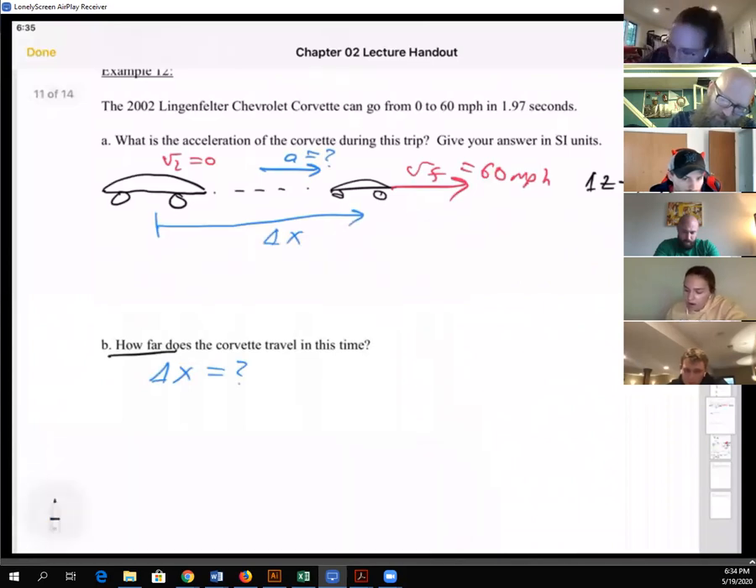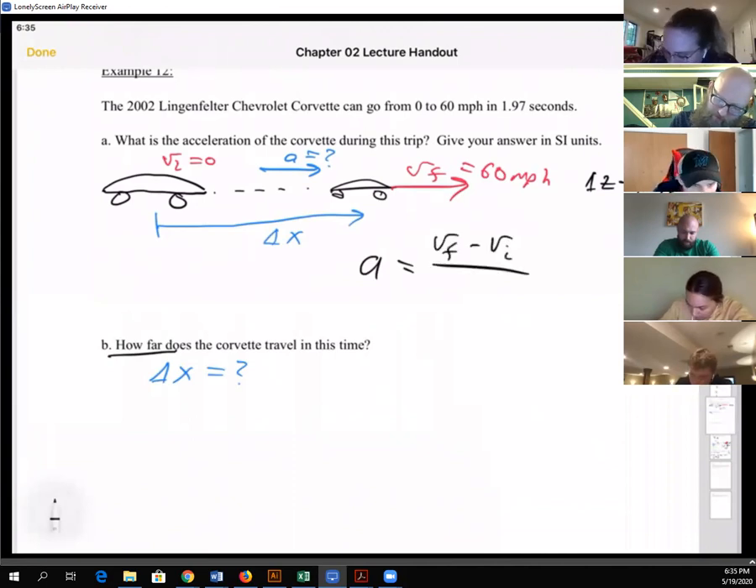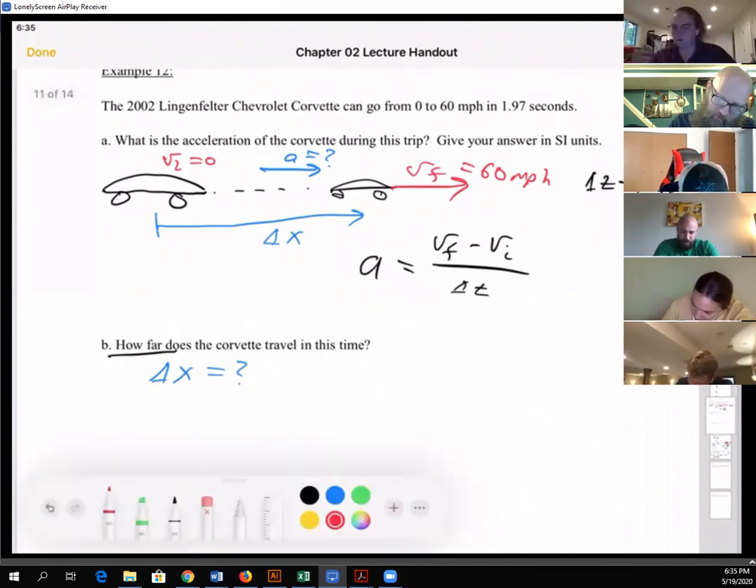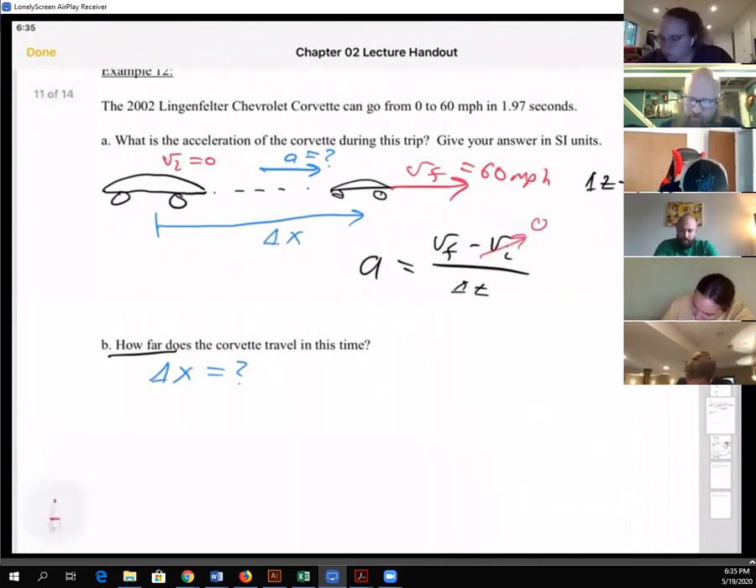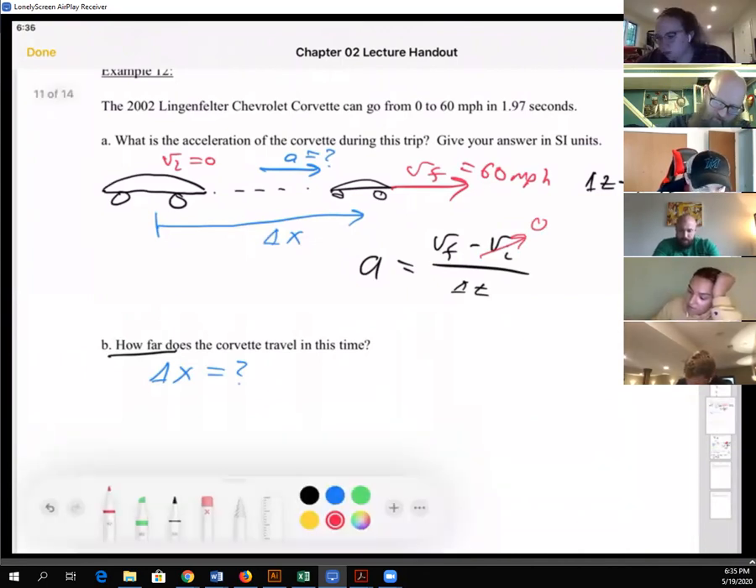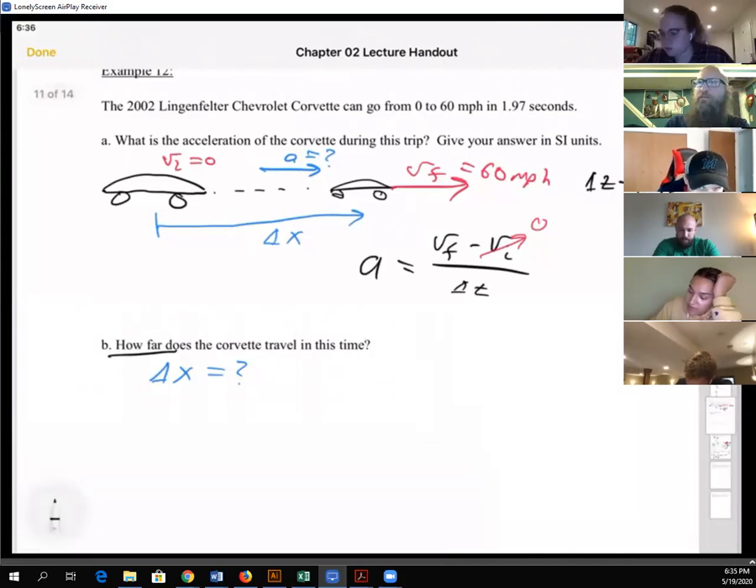So a equals V final minus V initial divided by delta t. V initial is 0, which is nice, but V final is in miles per hour, and I really prefer that to be in meters per second. I think I did that conversion last time, miles per hour to meters per second. Turns out V final, 60 miles per hour, is like 26 meters per second.